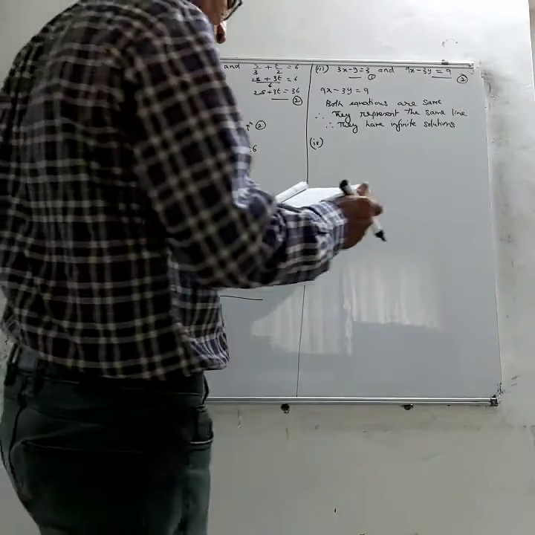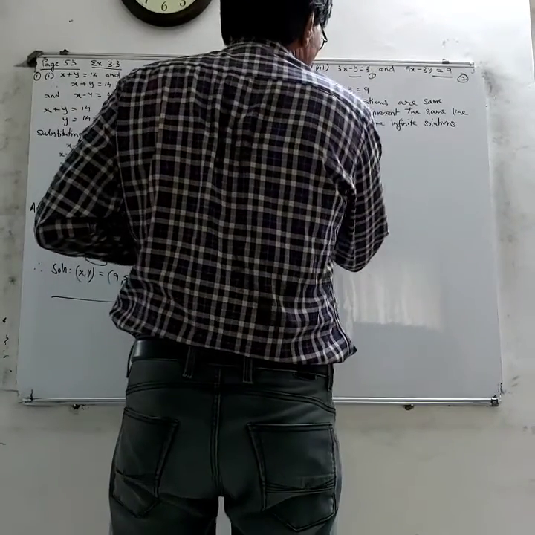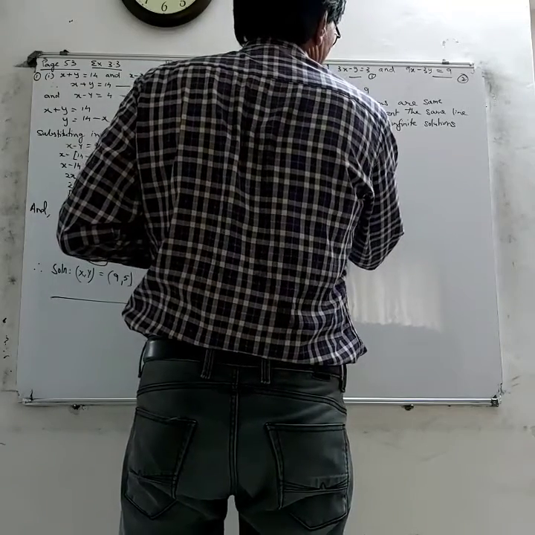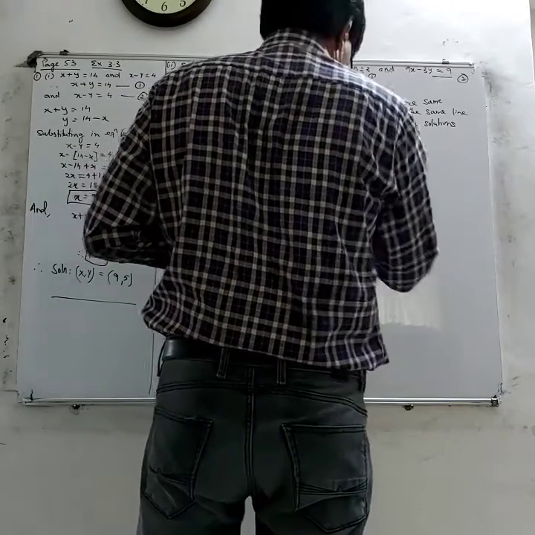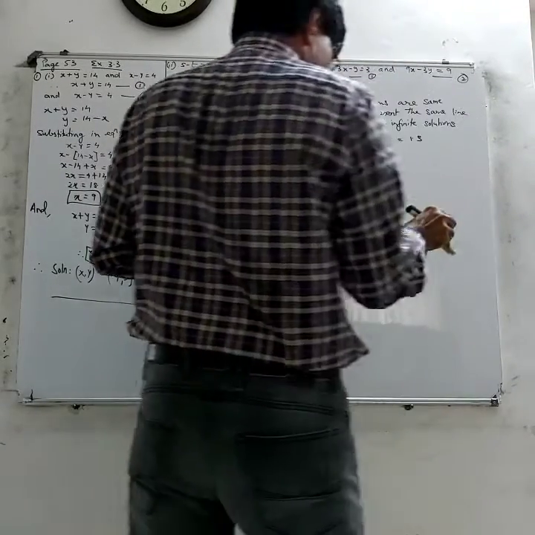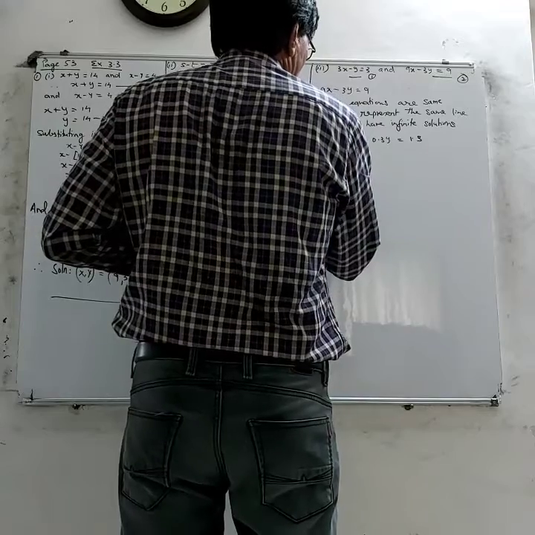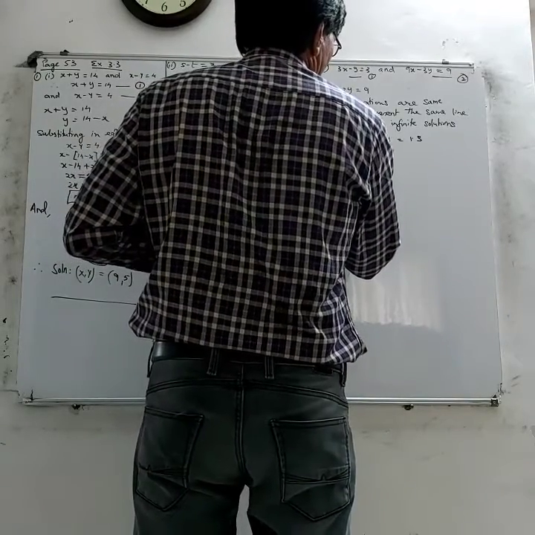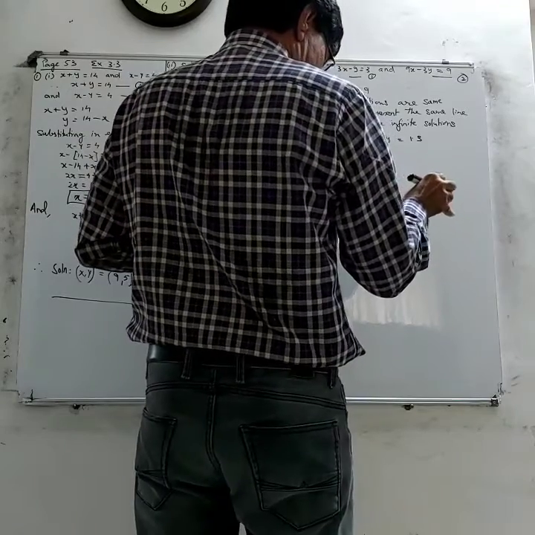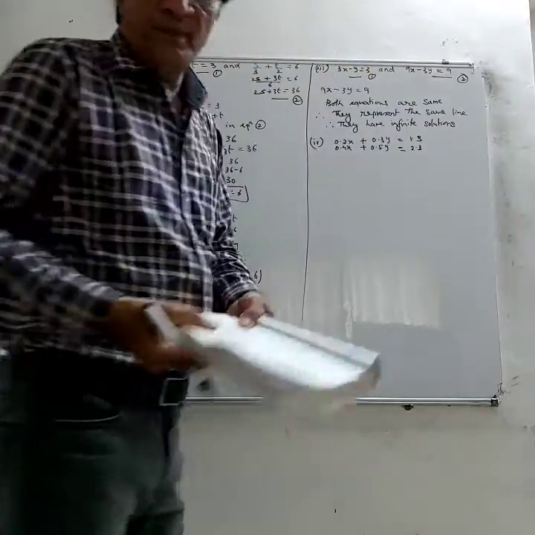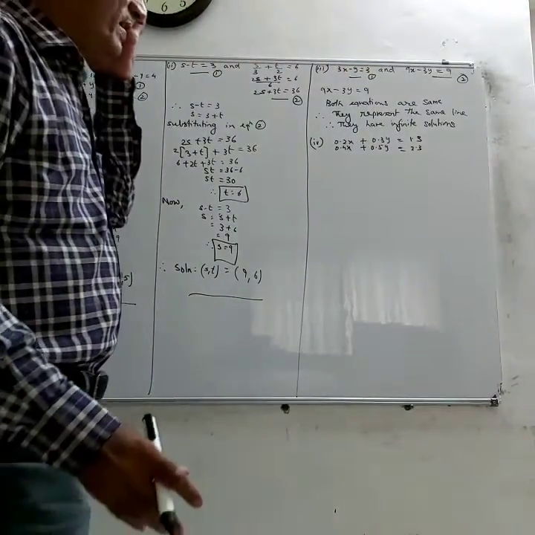Alright, look at the next one. Fourth one: 0.2x plus 0.3y is equal to 1.3, and 0.4x plus 0.5y is equal to 2.3. Now you can see there are decimal points.